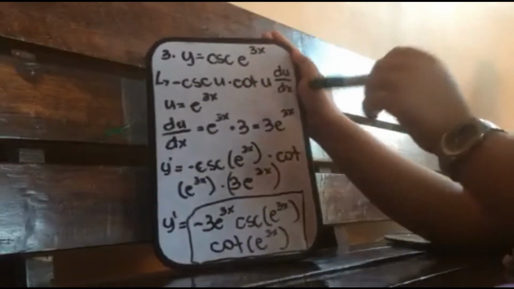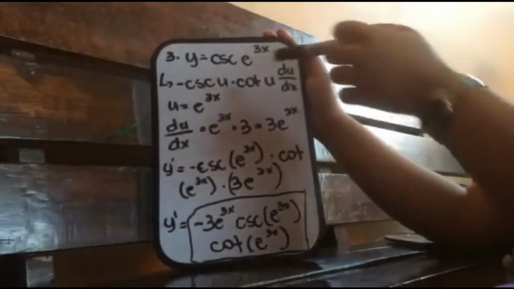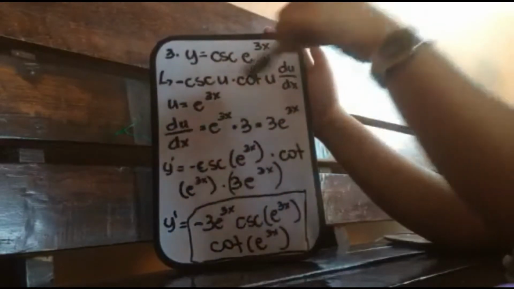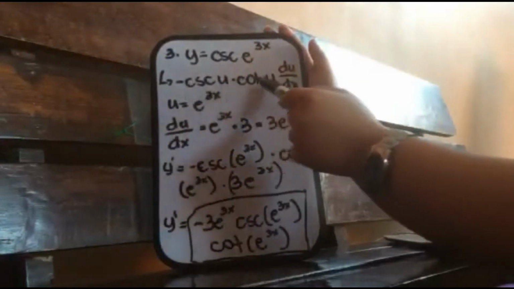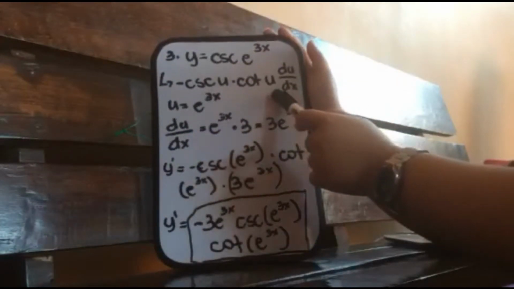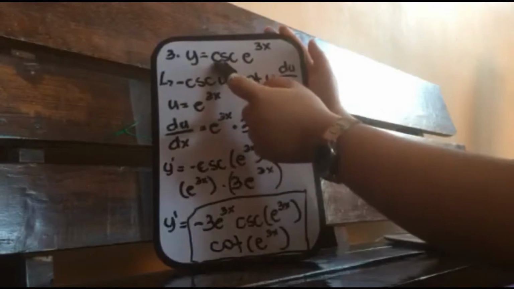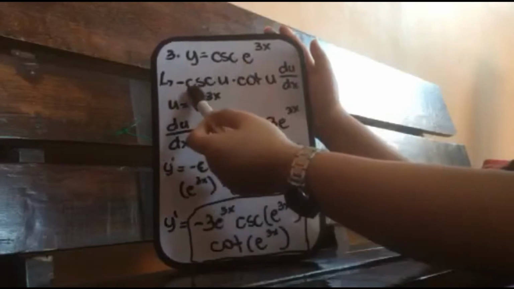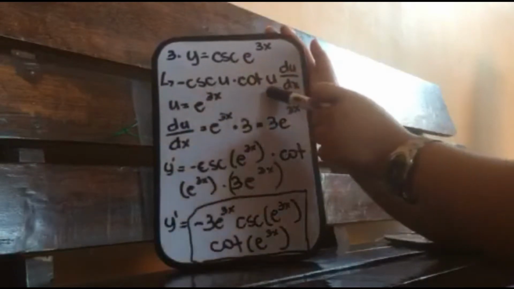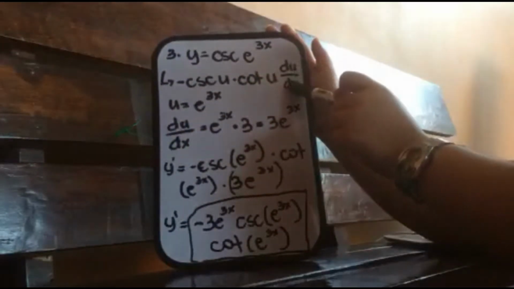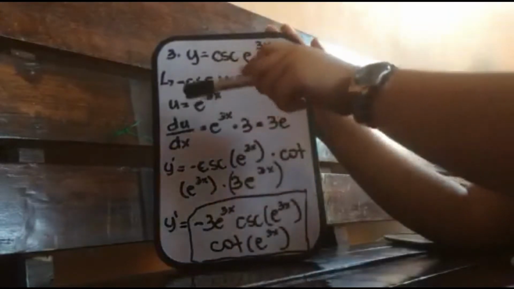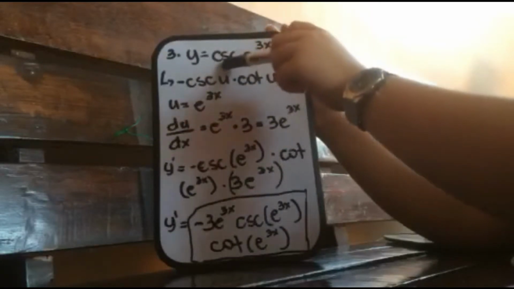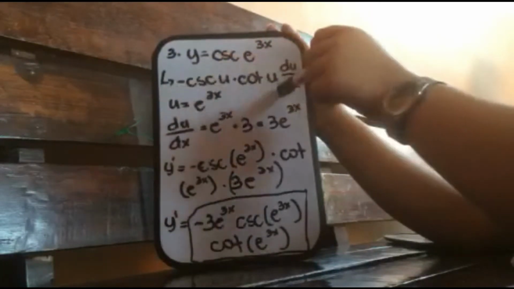So, let us have more examples. So, meron tayo ngayong function na cosecant e raised to 3x. So, tulad ng ginawa natin kanina, kukunin natin yung formula para mapadali natin makuha yung sagot. Yung derivative netong cosecant e raised to 3x. So, ito yung formula natin. Negative cosecant u times cotangent u times du over dx. So, nakuha natin tong negative cosecant u times cotangent u dahil dinerivative natin tong cosecant, which is this.